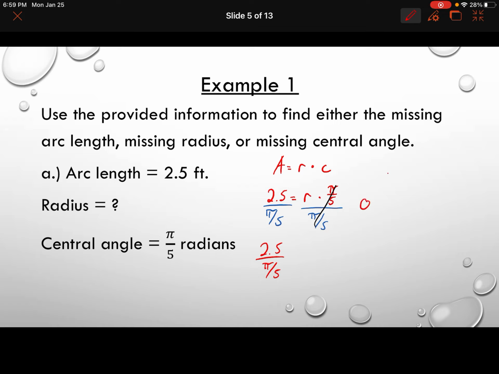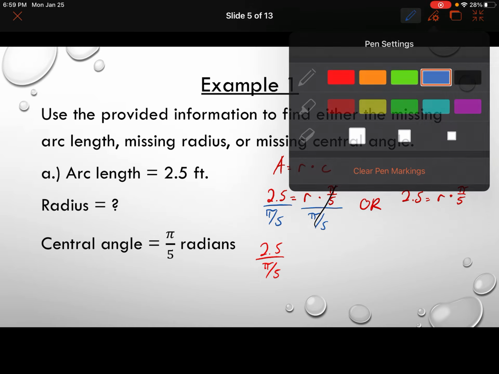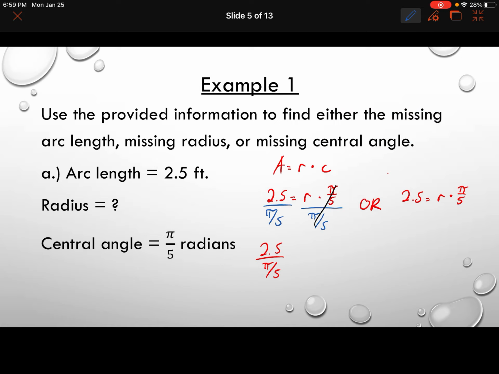So we had 2.5 is equal to r times pi over 5. Since we have a fraction of pi divided by 5, we can get rid of the 5 first. We can get rid of the division by 5 by multiplying both sides by 5. The right side cancels out, and on the left side we are left with 5 times 2.5, which is 12.5. So we end up with 12.5 is equal to r times pi.